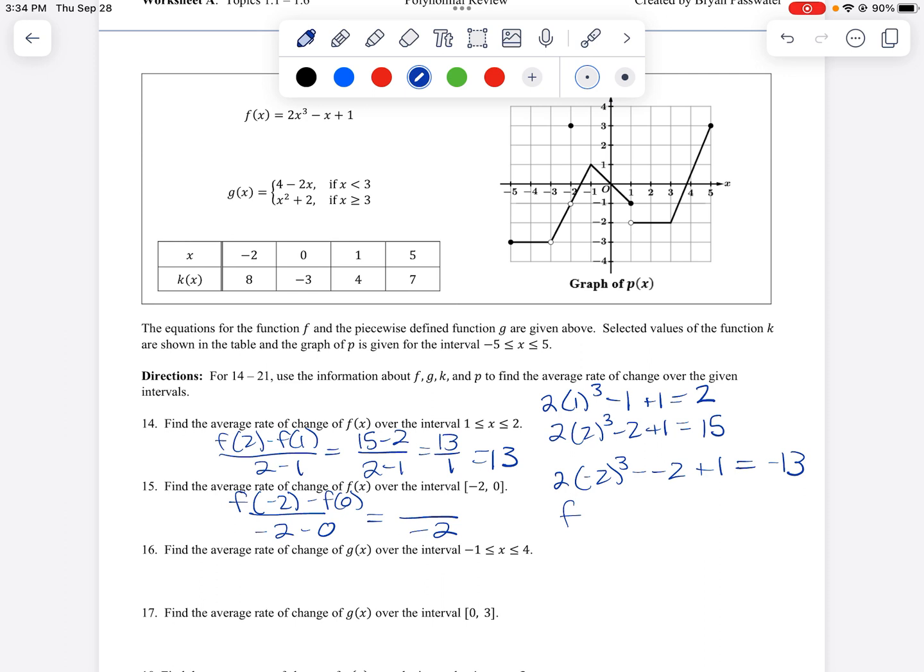And f of 0, so 2 times 0 cubed minus 0 plus 1 is 1. So we have -13 minus 1. So we have -14 over -2 is 7.